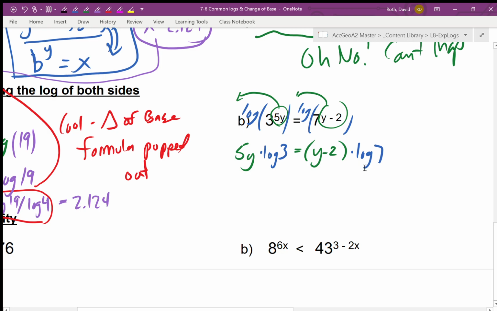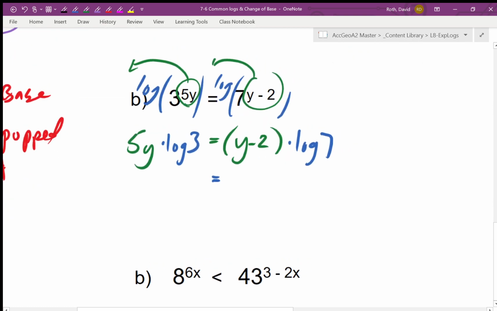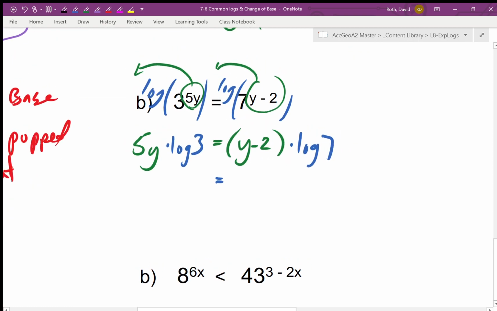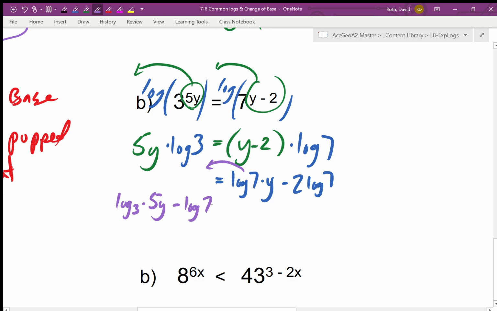Hopefully you can see that this is going to distribute out, and I'm going to write small, so hopefully I can fit it. So this will end up being log of 7 times y minus 2 log of 7. Okay, fine. Now if I get all the y's on one side, I'm going to want to move that over to that side, and then I'll get log of 3 times 5y minus log of 7 times y, and that's going to be equal to, that was a minus 2, right? Minus 2 log 7.